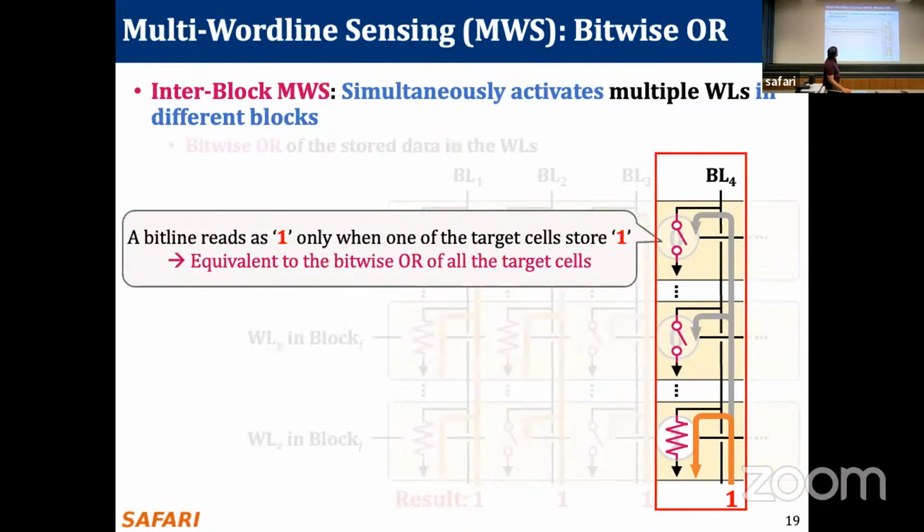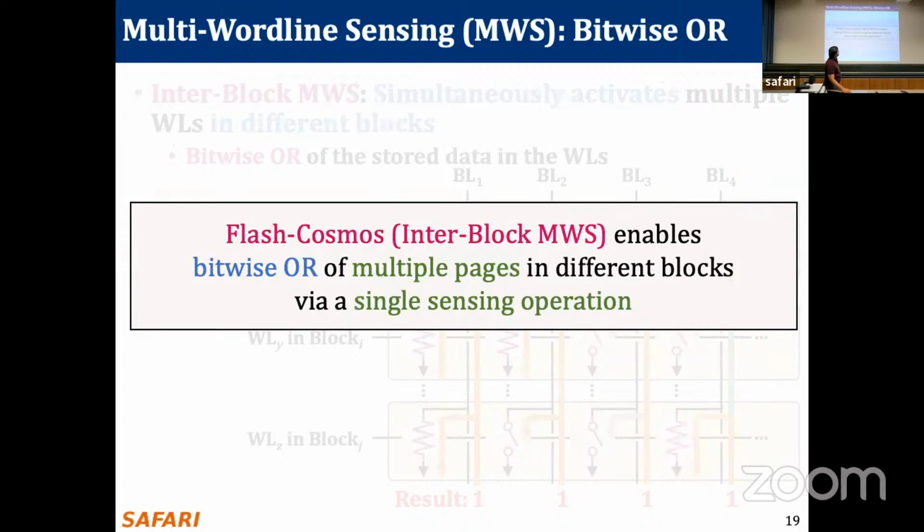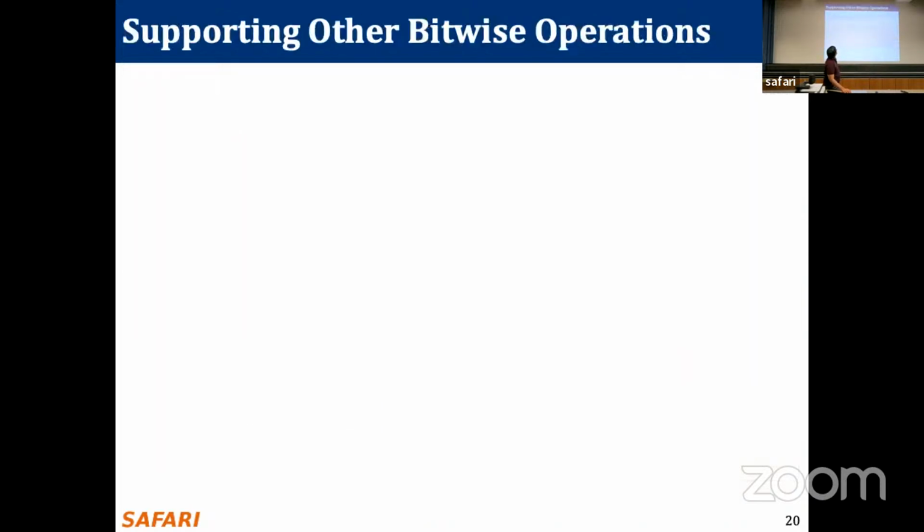Even if there is one target cell which is acting as a resistor, then we see the result as 1. So inter-block MWS enables bitwise OR of multiple pages in different blocks using a single sensing operation. Now we have looked at bitwise AND and bitwise OR.